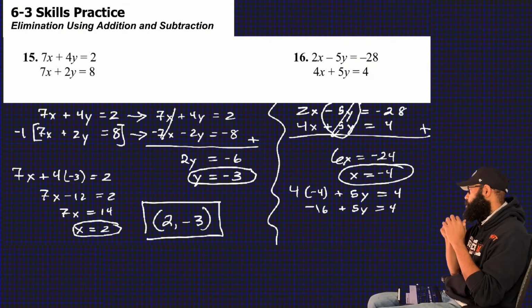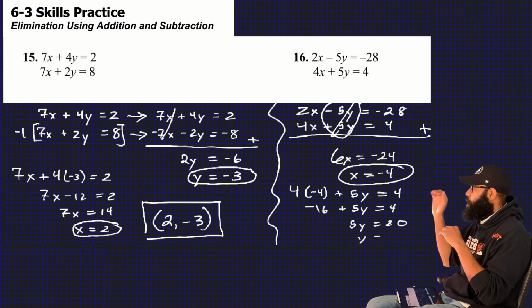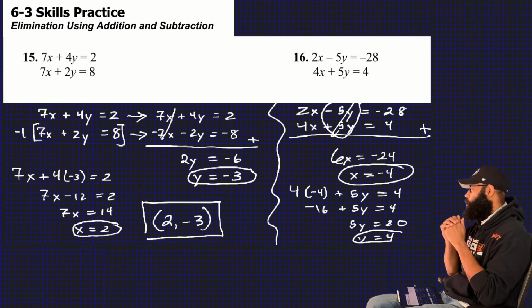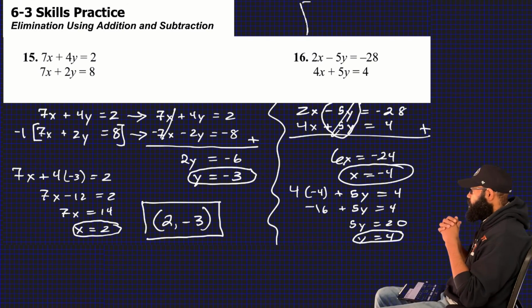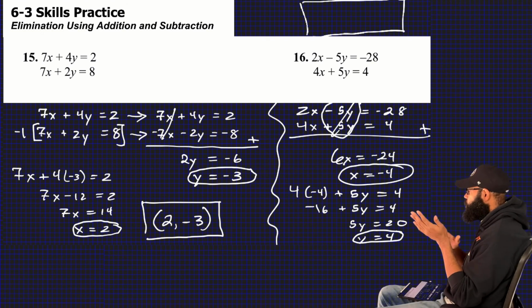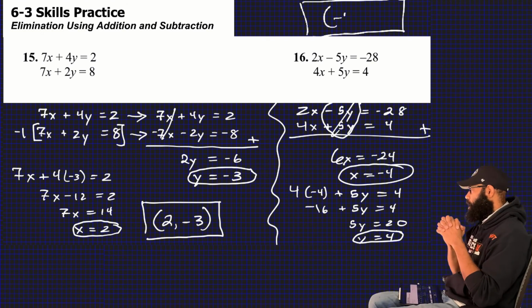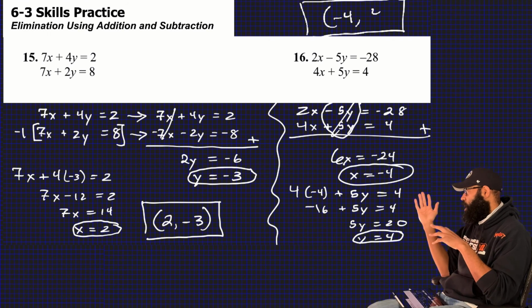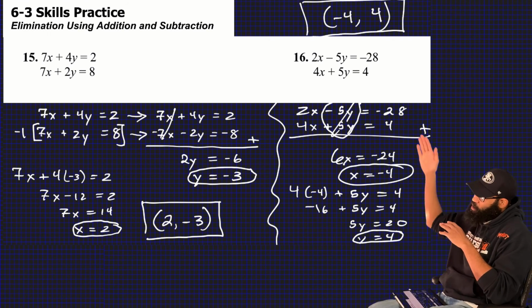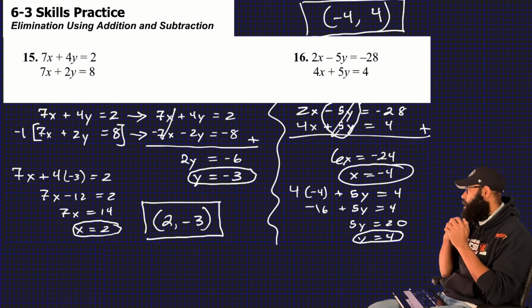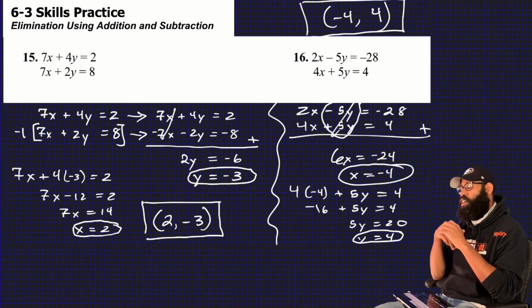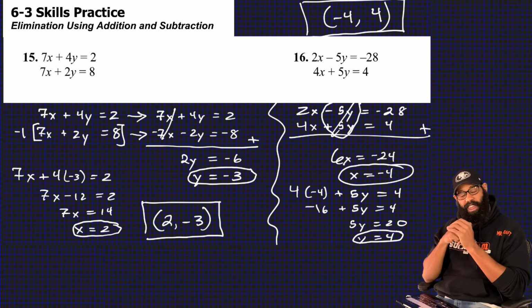Going back to the original, 4 times -4 now. I chose the bottom equation, didn't want to deal with a -5y. So 4 times -4 is -16, plus 5y equals 4. Go ahead and solve it. You guys got it. And a nice box to answer at the top. And guys, I believe we're going to move on to the word problem section of this.